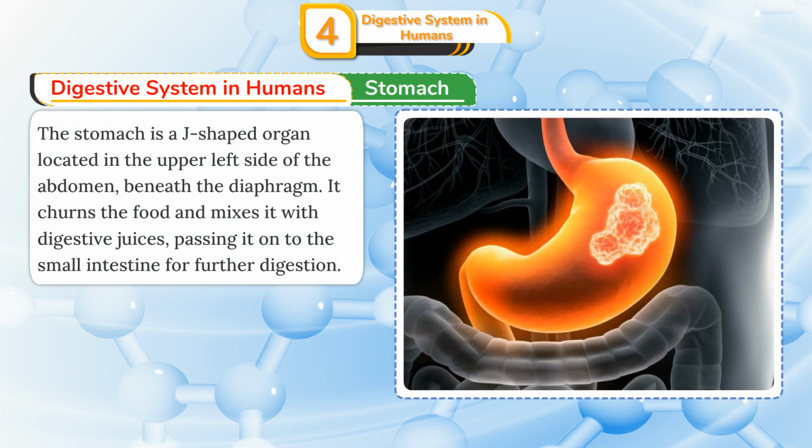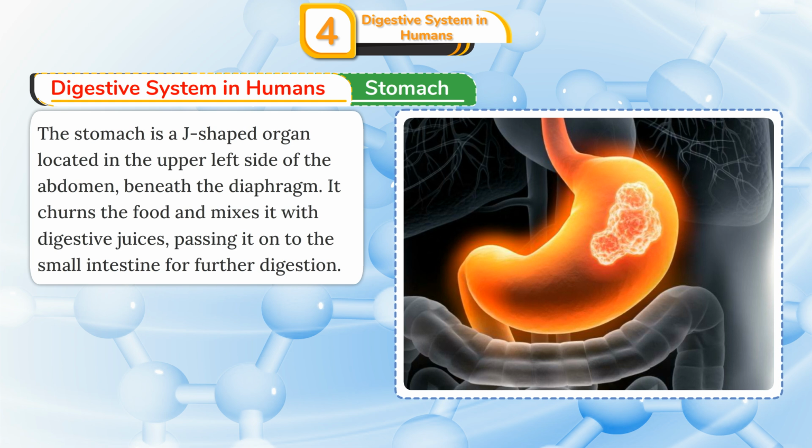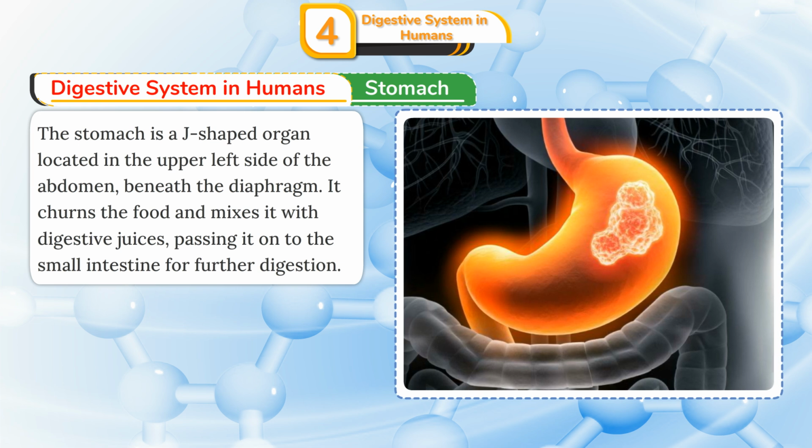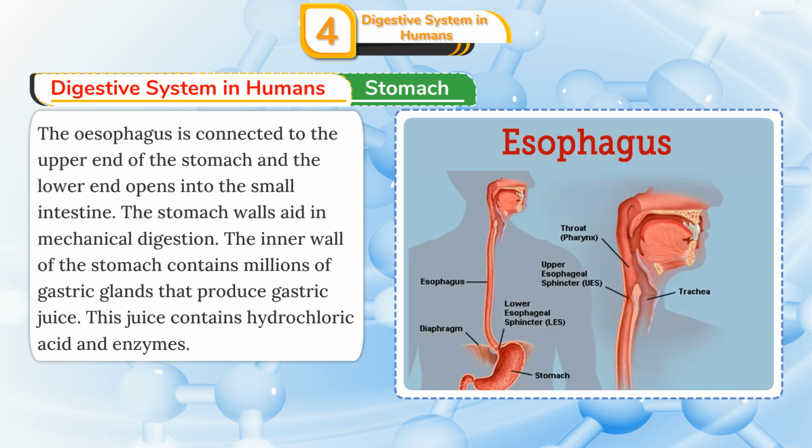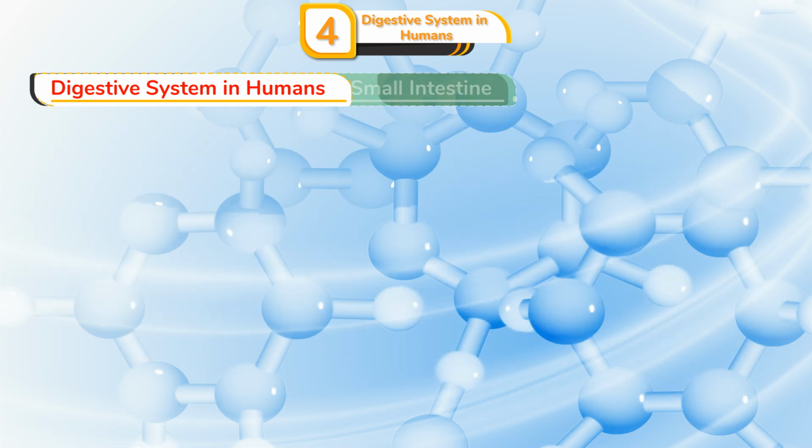Stomach. The stomach is a J-shaped organ located in the upper left side of the abdomen beneath the diaphragm. It churns the food and mixes it with digestive juices, passing it on to the small intestine for further digestion. The esophagus is connected to the upper end of the stomach, and the lower end opens into the small intestine. The stomach walls aid in mechanical digestion. The inner wall of the stomach contains millions of gastric glands that produce gastric juice. This juice contains hydrochloric acid and enzymes.